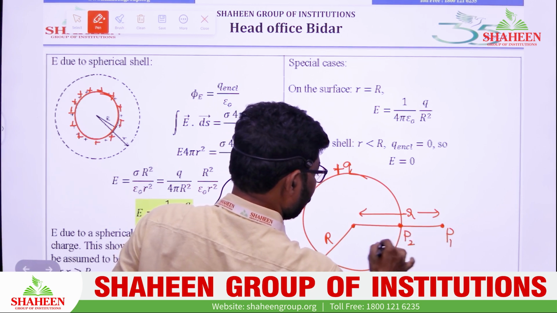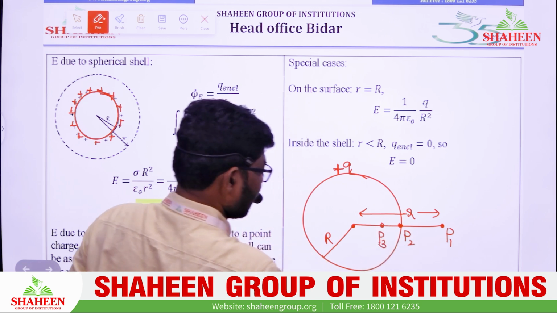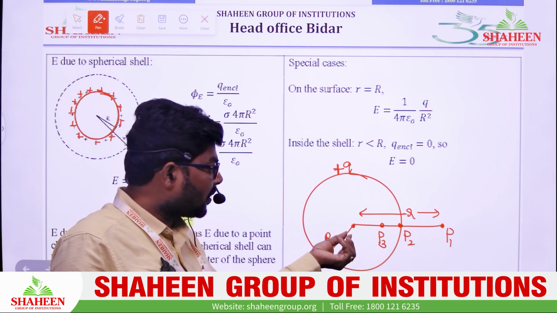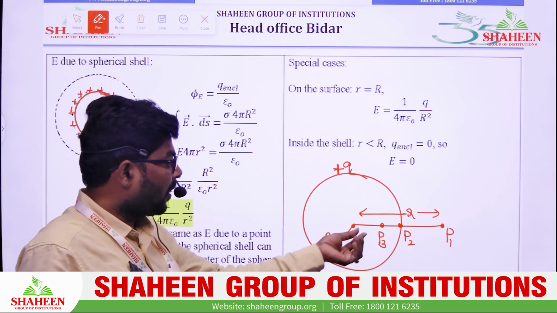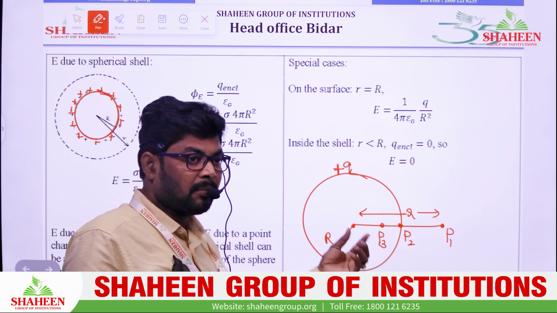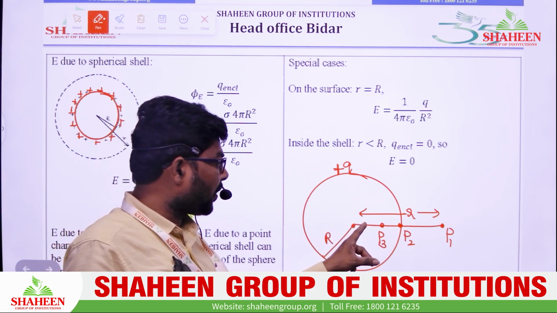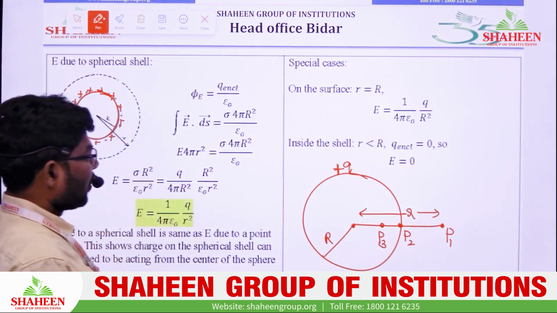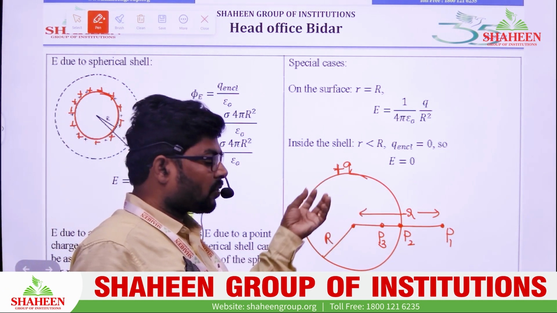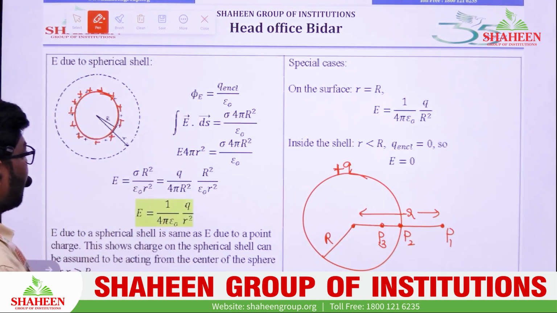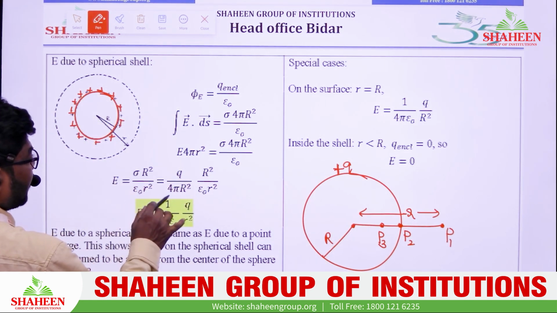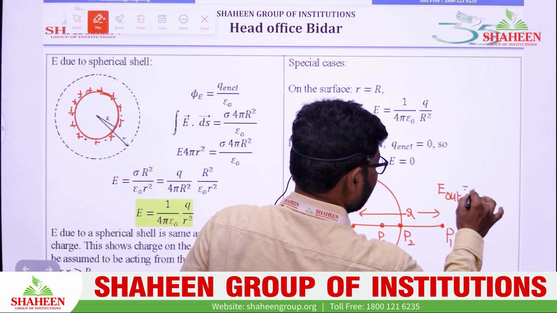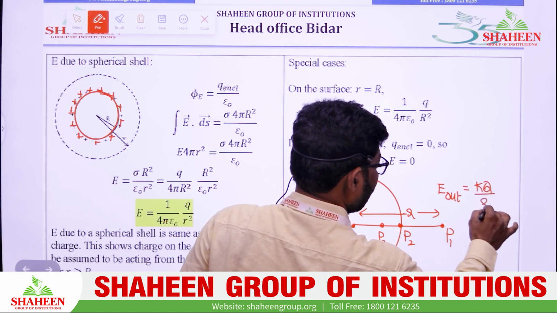Points P2 and P1. Inside, what is the electric field? Inside the electric field is 0 because no charge is present. On the surface the electric field is maximum, so E equals KQ by capital R square. Outside it is KQ by small r square. So at long distance it looks like a point charge. Outside at point P1, the electric field is KQ by r square.